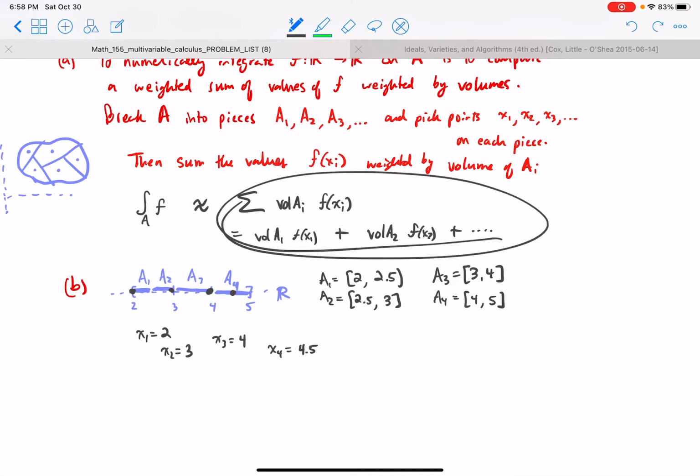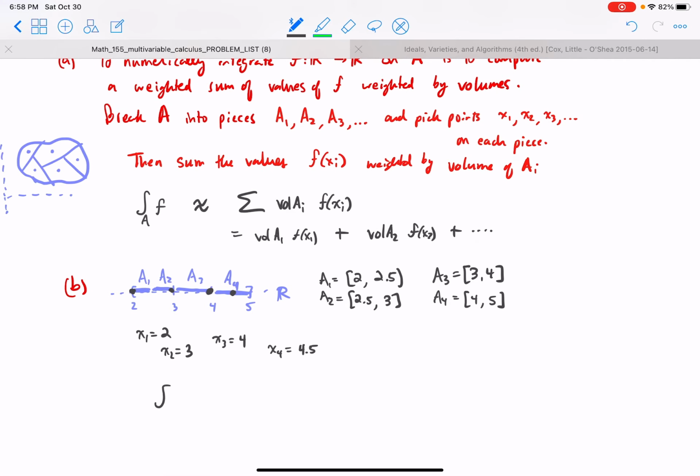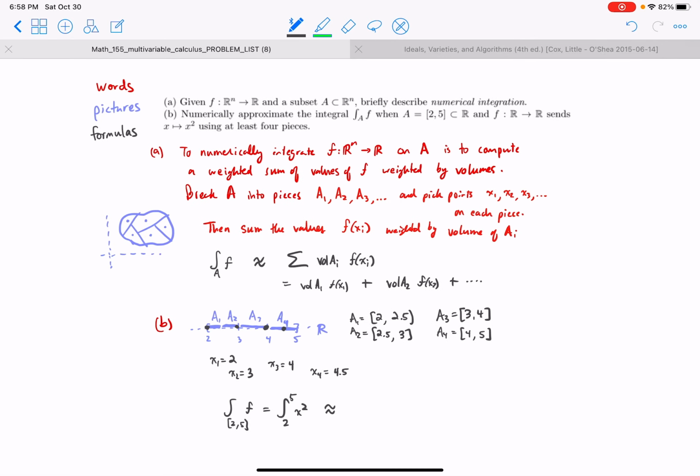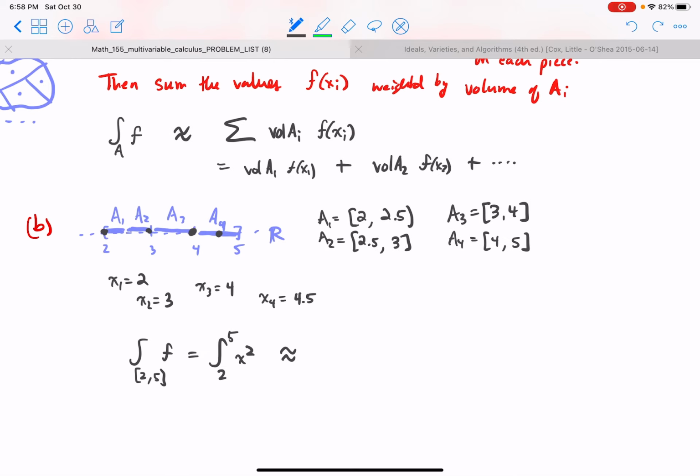Well, I just compute this sum. So the integral from 2 to 5 of f, which you might write as the integral from 2 to 5 of x squared in single variable calculus. Well, it's not going to be equal. It's going to be approximately equal because we're numerically integrating. Numerical integration is approximate. And what is it? Well, I just take the volumes of each piece and use those as weights when I add up the values of the function.